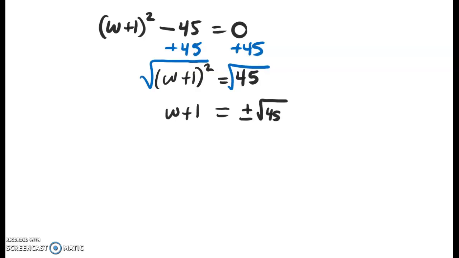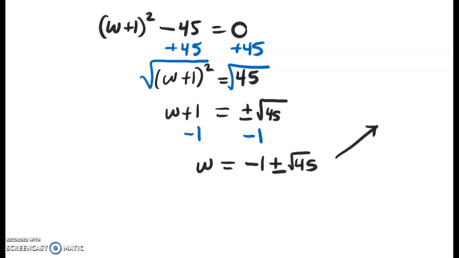I need to get w by itself first of all. So I'm going to subtract 1 from both sides. And now I've solved for w. I get negative 1 plus or minus the square root of 45. To write the two answers, it would be negative 1 plus the square root of 45 and negative 1 minus the square root of 45.